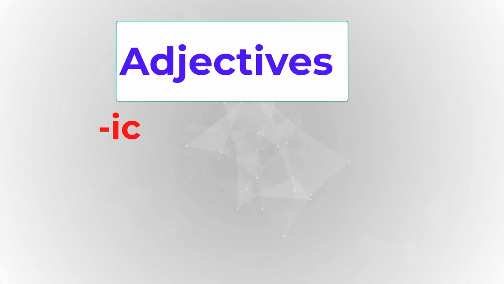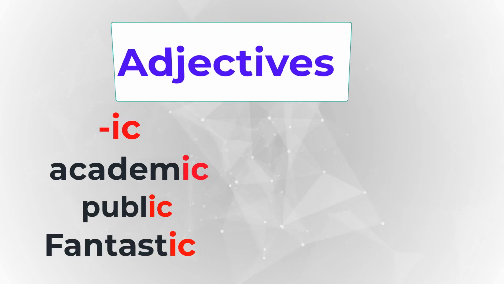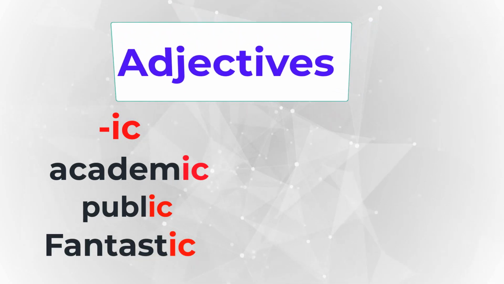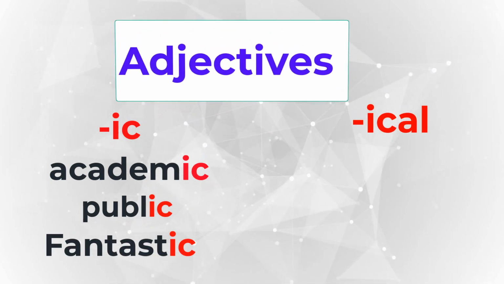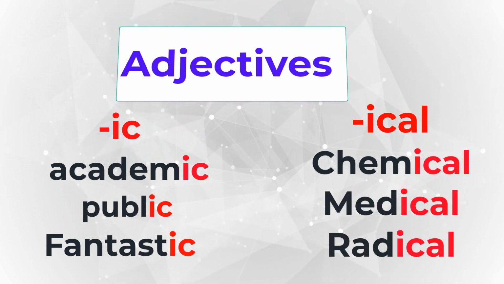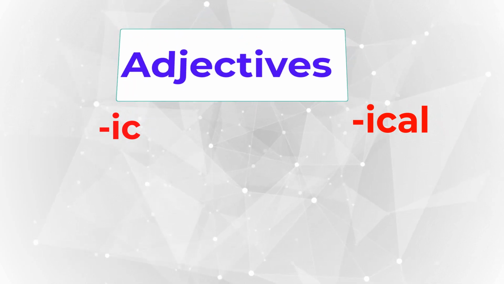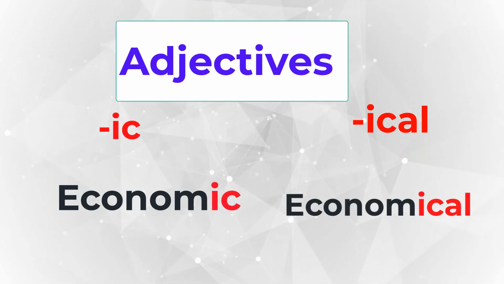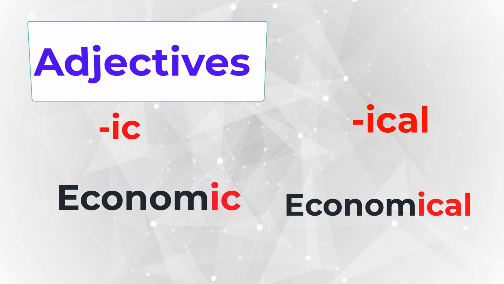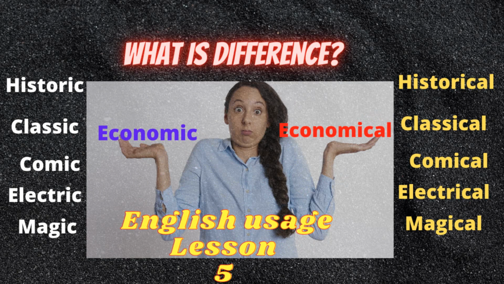In the English language, adjectives can end in "ic", like academic, public, fantastic, and some other adjectives end in "ical", like chemical, medical, radical. But adjectives that end in "ic" and "ical", which come from the same root, such as economic and economical, can cause a lot of confusion to English learners. At the end of this video, you will be able to use these adjectives correctly and confidently.